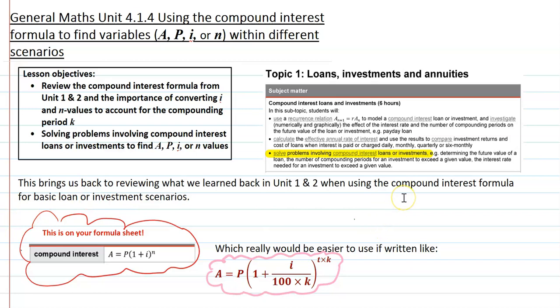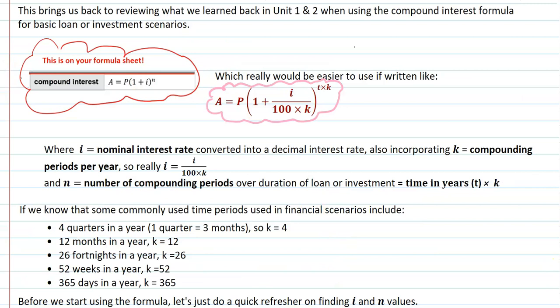And if you can remember back to when I covered this in Unit 1 and 2, I like to modify the formula a little bit because I think it's easier to use if you show the conversion of I including K, and then N is your time in years, also incorporating the compounding periods K. Okay, so we're going to do a bit of a refresher where we look back on what we learned in Unit 1 and 2 when using the compound interest formula in basic loan or investment scenarios.